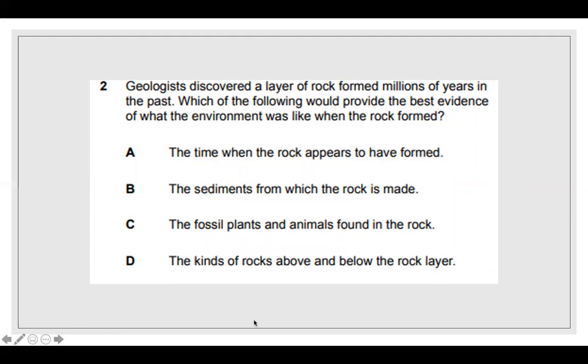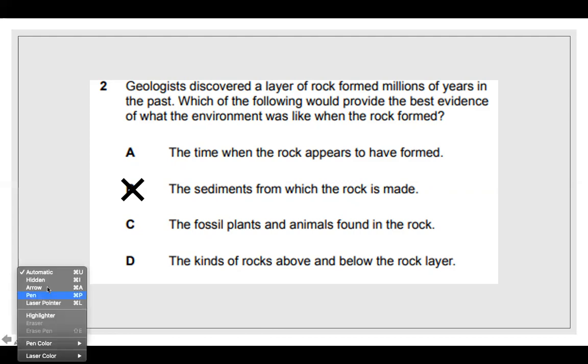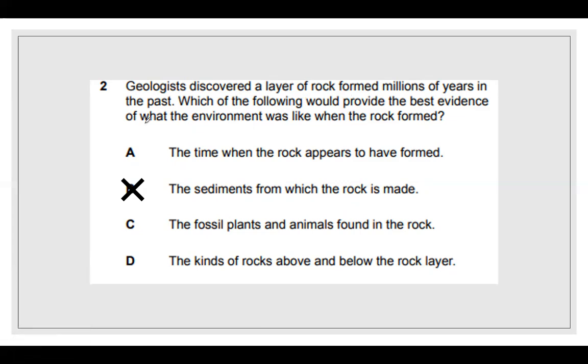Okay. So we say A, the time when the rock appears to have formed, B, the sediments from which the rock is made, C, the fossil plants and animals found in the rock, or D, the kind of rocks above and below the rock layer. Okay. So B would not be it. The sediments from which the rock is made would not help us understand what the environment was like when the rock was formed. We're trying to figure out what the environment was like when the rock was formed, and the sediments don't really give us that evidence.